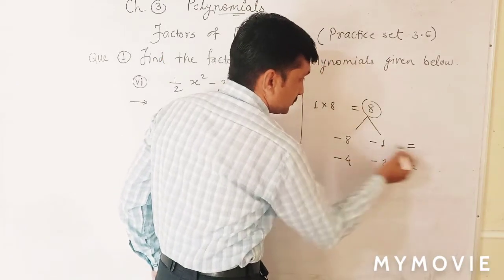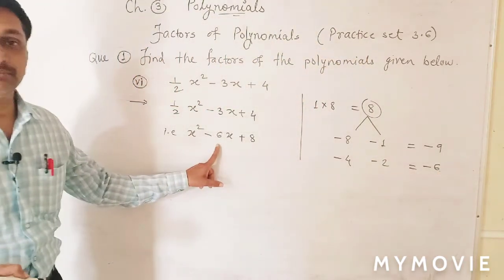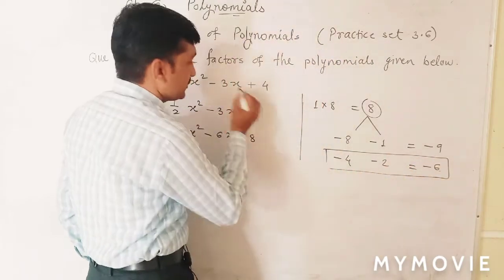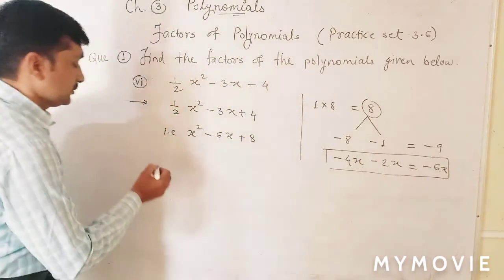Now let's add them. Here minus 9 and here minus 6. What is our middle term? Minus 6, means these are the correct factors. What is the variable here? x. This is the correct pair.